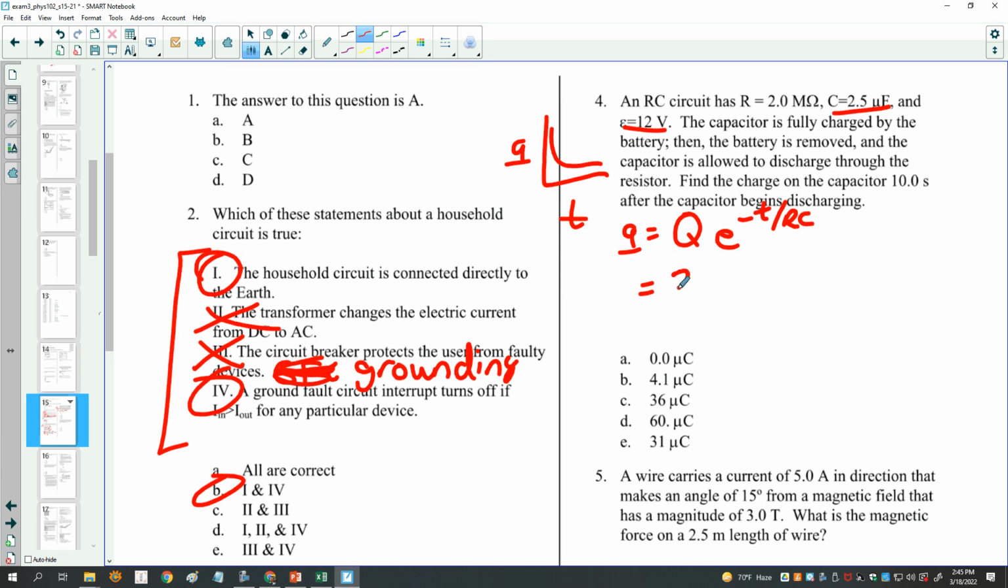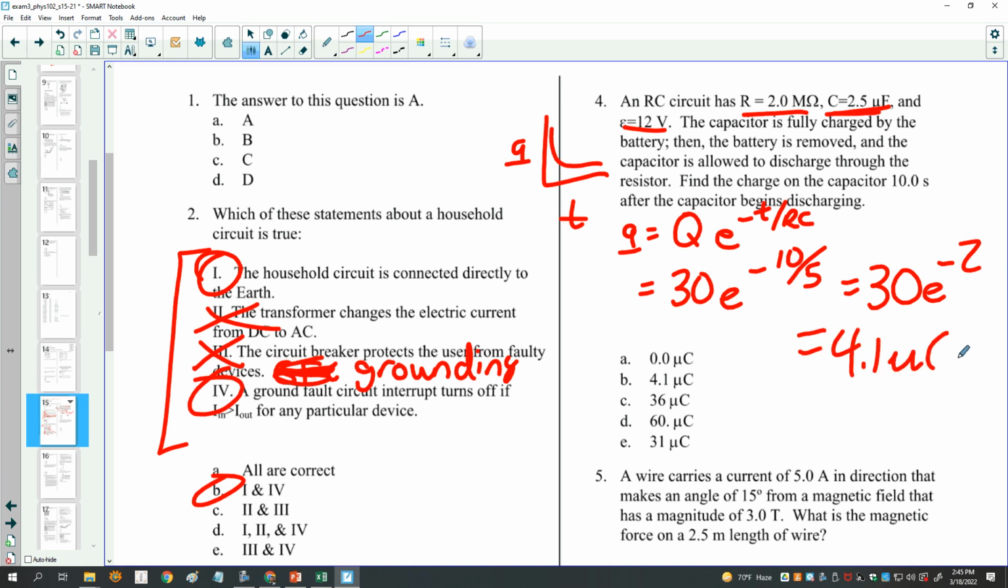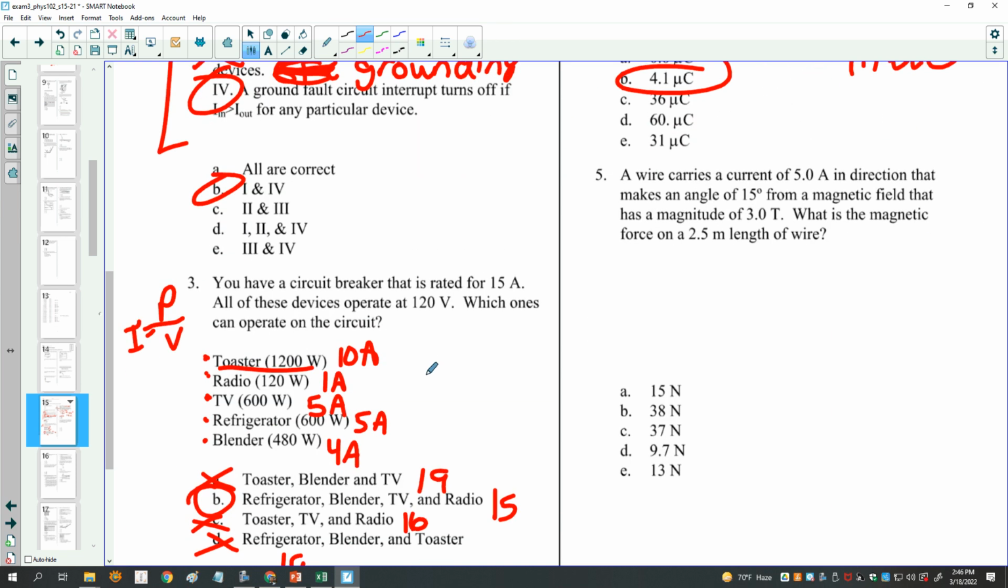That's 30 times e to the minus t is 10. RC is 2 times 2.5, so 10 divided by 5, so it's 30 times e to the minus 2. I get 4.1 microcoulombs. Make sure that you know how to do this. You're going to have to do it on Monday, okay?